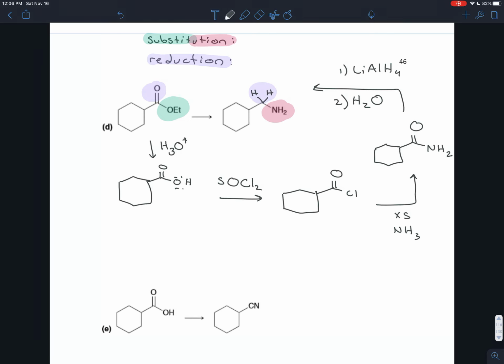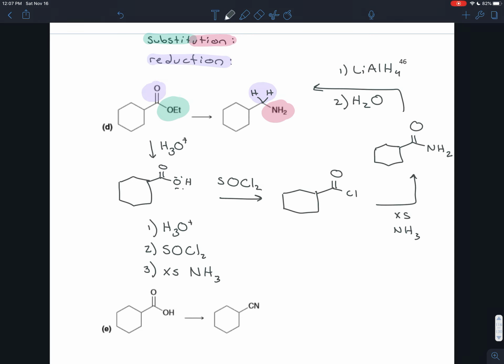So, overall, you would treat the ester with an acid, so you could do acid-catalyzed hydrolysis. That gives you a carboxylic acid. You can use the carboxylic acid to make the most reactive and efficient carboxylic acid derivative, an acid halide, with thionyl chloride. Once you have the acid chloride, you can finally accomplish the substitution, get the amide, by adding excess ammonia.